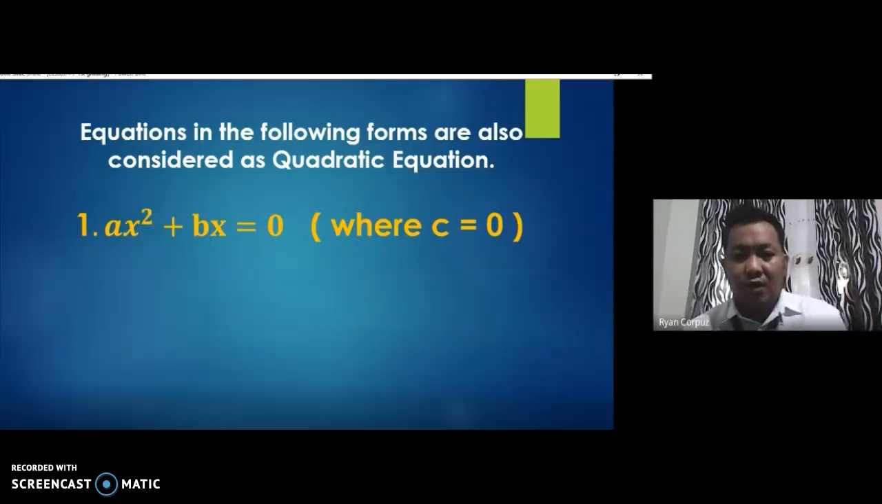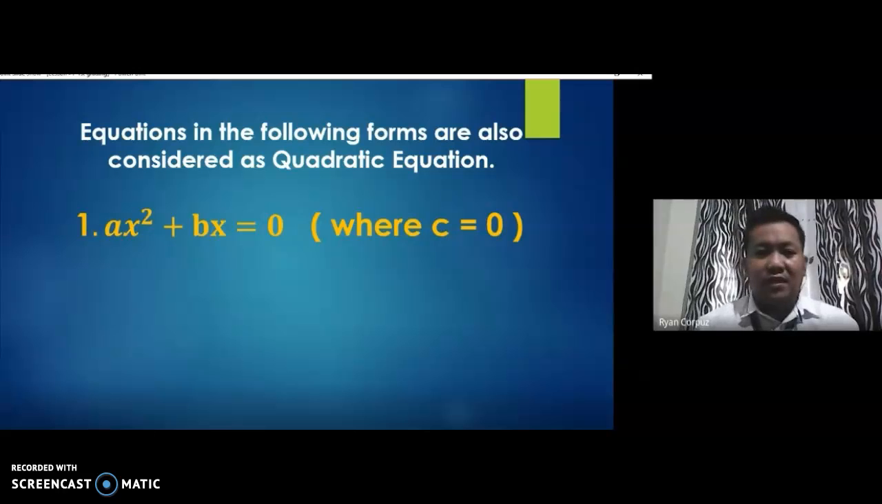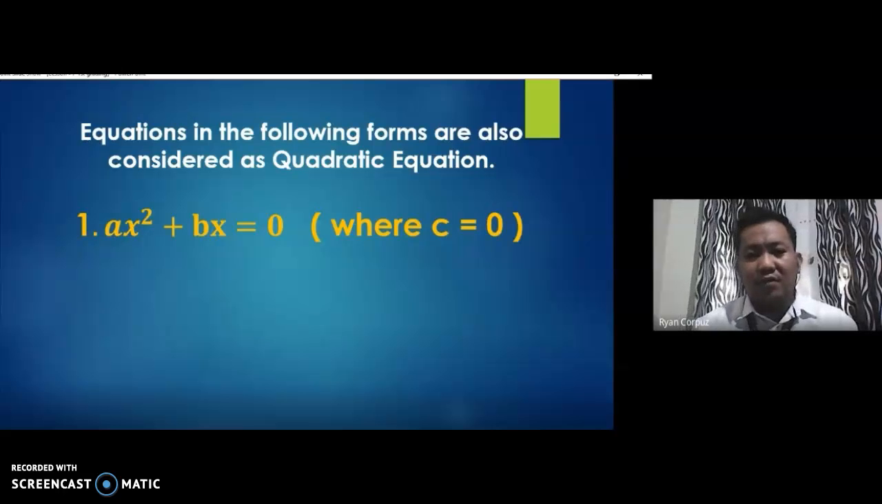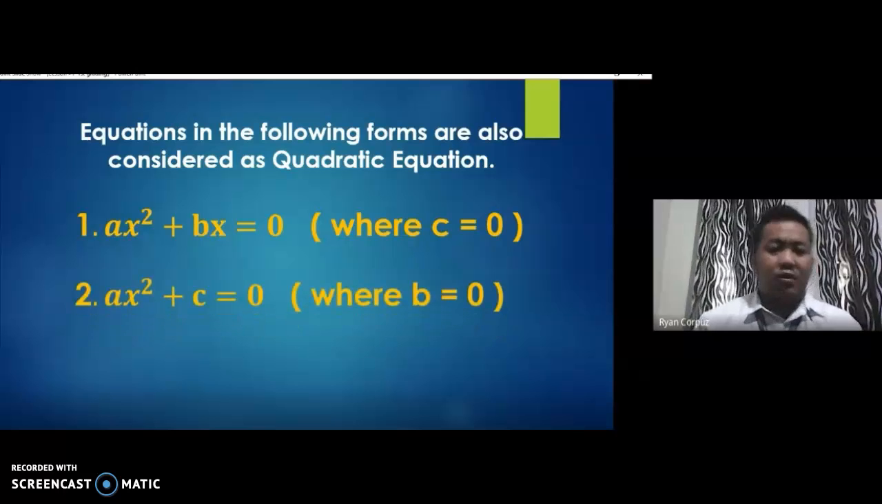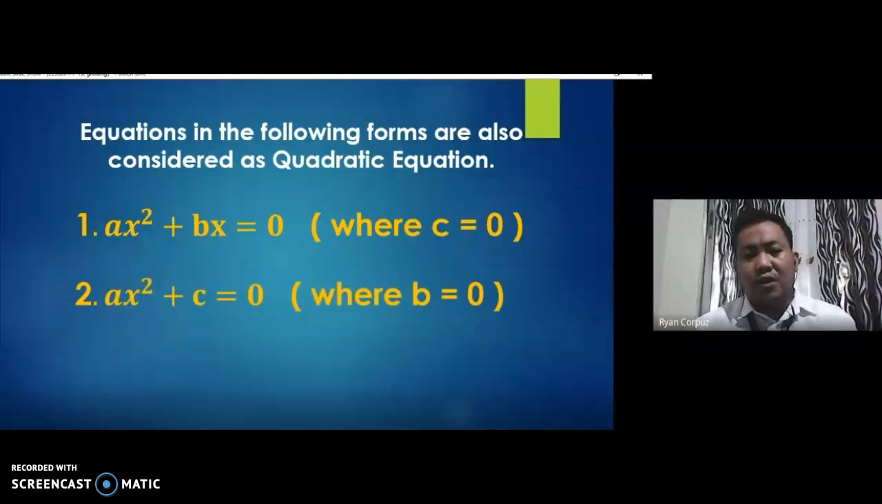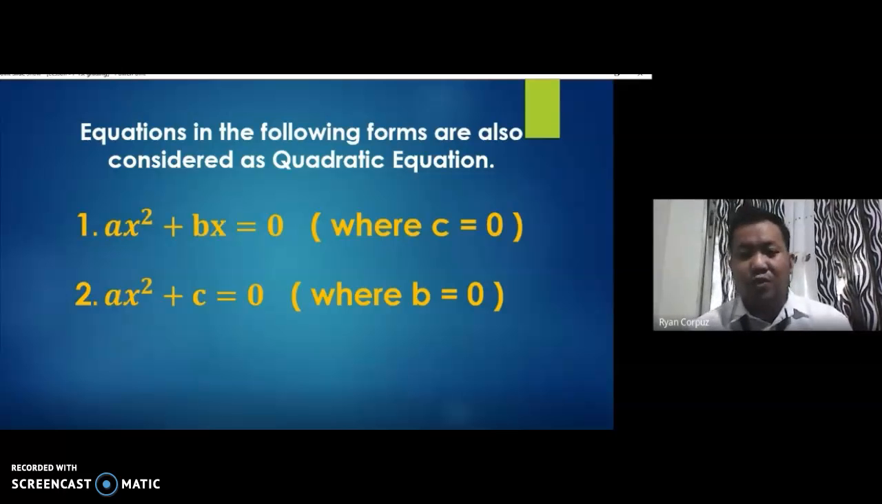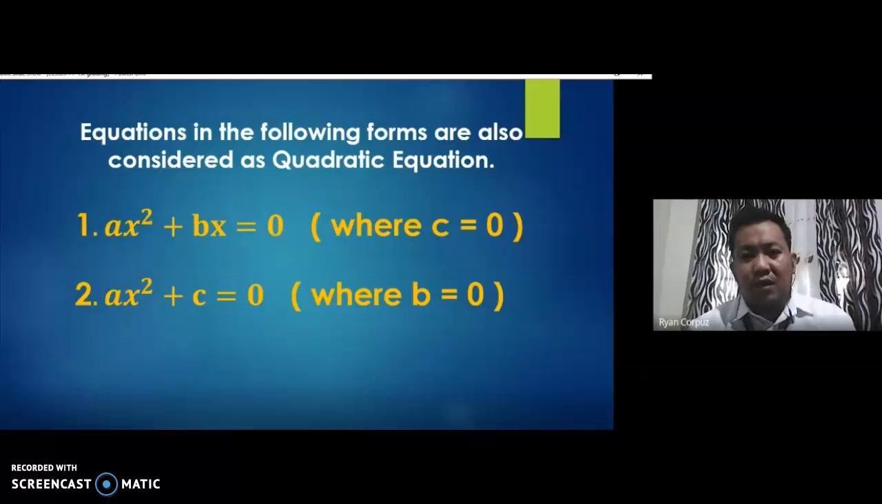So according to here, c is equal to 0. But even though c is not present in the given form of the equation, we can still consider that as a quadratic equation. Second, the equation in the form ax squared plus c is equal to 0.